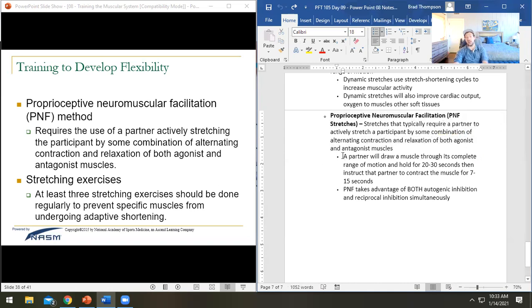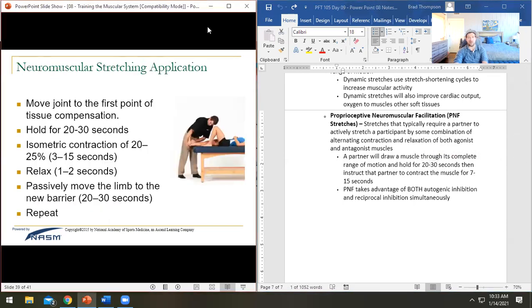So what you're going to do is draw a muscle through its complete range of motion for 20 to 30 seconds. So you're literally just doing a static stretch for the first part. Then you're going to instruct that client to contract that muscle for about 7 to 15 seconds. That's the active part, right? Then they relax and you stretch them into a deeper range of motion for the next 20 to 30 seconds, right?